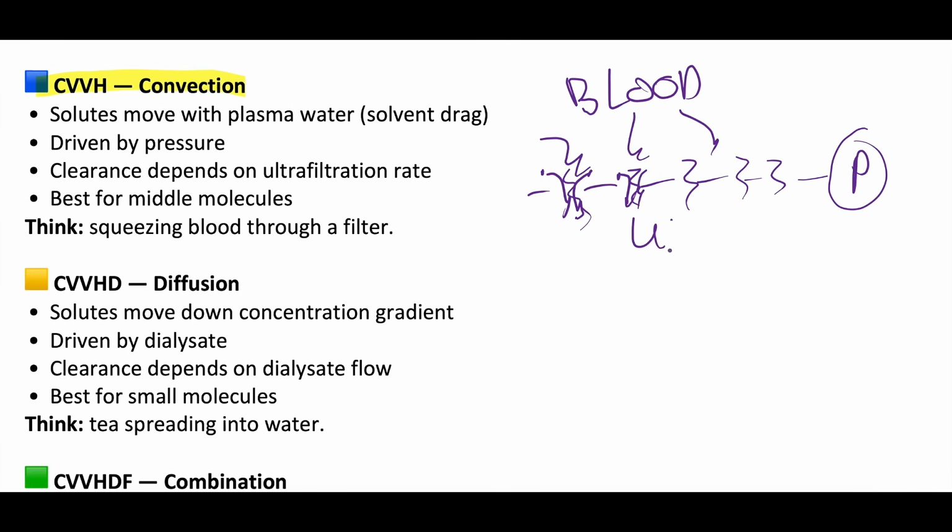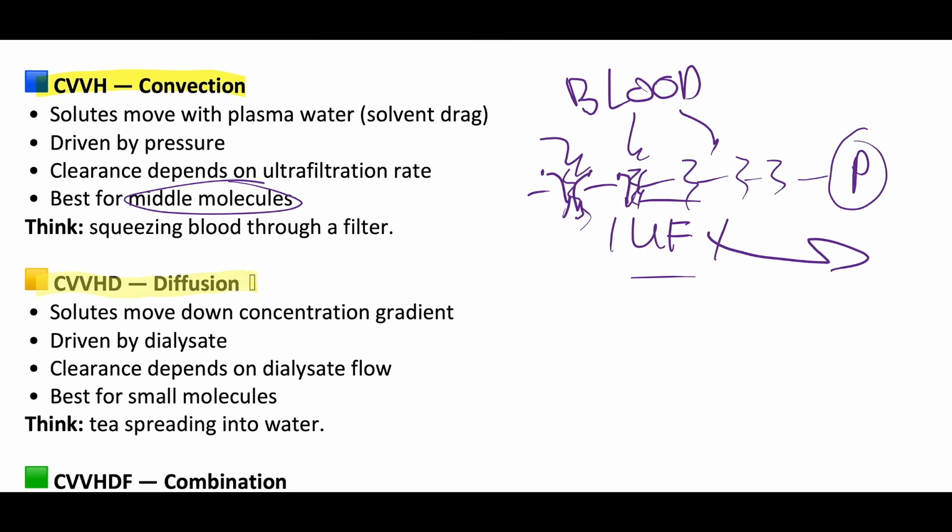The amount of plasma water that is traveling across this filter, across this membrane, known as the ultrafiltrate, is what's going to drive solute clearance, and then all that's discarded. Okay? So squeezing blood through a filter is how you can think about it. This is great for middle-sized molecules and small molecules.